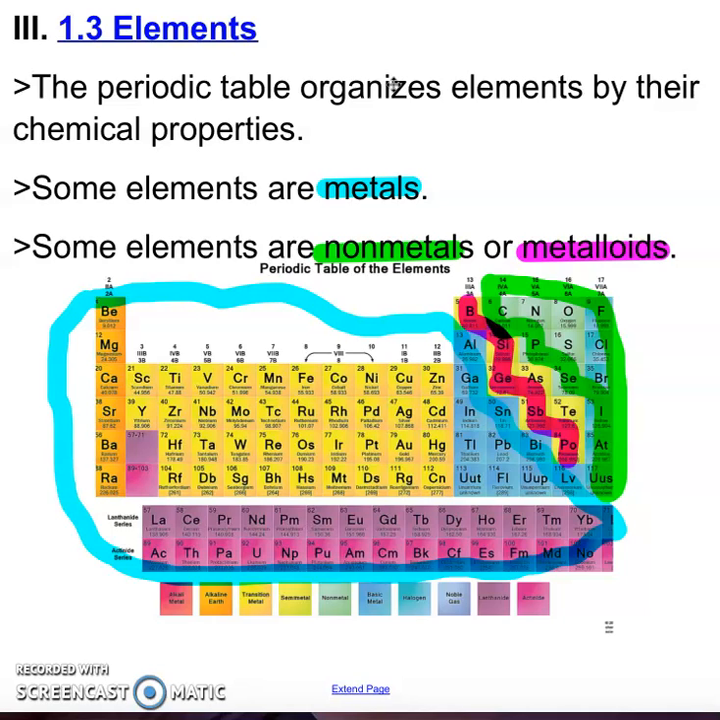So the periodic table organizes our elements based on their chemical properties. We've had a few discussions on this already. Some elements are metals, and you can see that I highlighted them in blue. Most elements on the periodic table are metals. Some elements are nonmetals, which means they're not shiny, they're not metallic, they could be gases. And then we have the elements in between the metals and the nonmetals, and we call them metalloids because they share properties between the two. So maybe they are good conductors, but they're brittle.